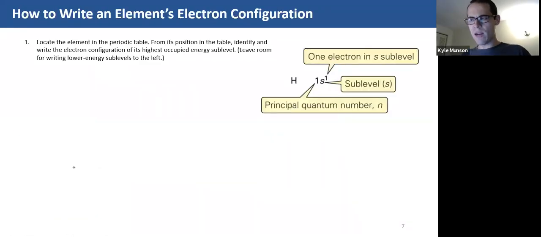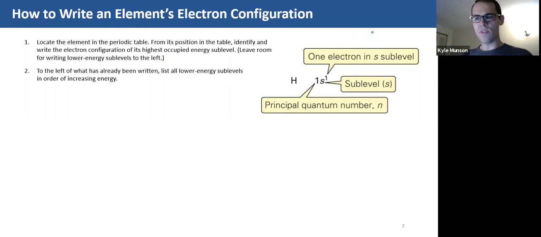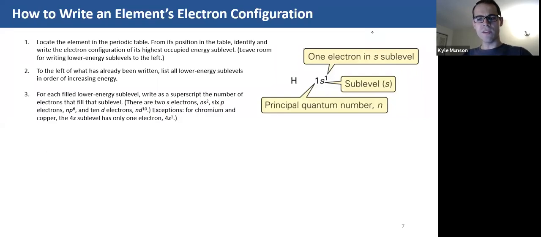Okay, so here's how you write electron configurations. Okay, you locate the element on the periodic table. For hydrogen, that's easy. That's the first element on the periodic table. And then from its position on the table, identify and write the electron configuration of its highest occupied energy sublevel, okay? And then it says here, another note, leave room for writing lower energy sublevels to the left. For hydrogen, we're not going to see this, but for other examples, we are. Step 2 is to the left of what it's already written, list all the lower energy sublevels in order of increasing energy.